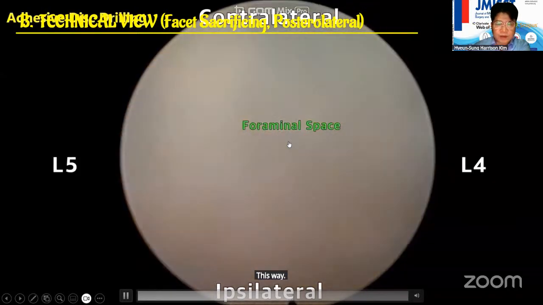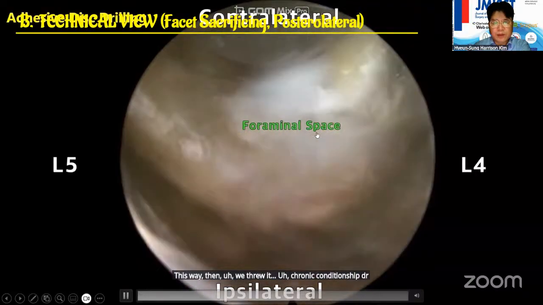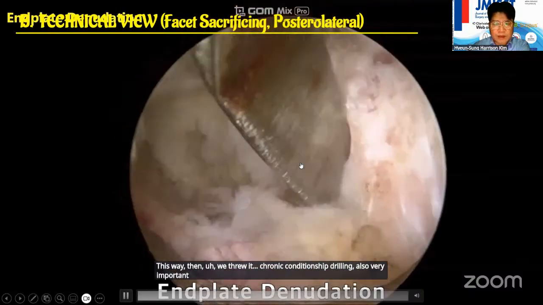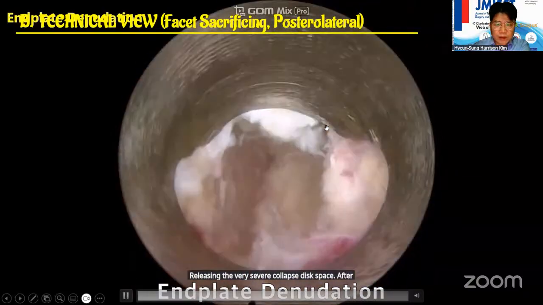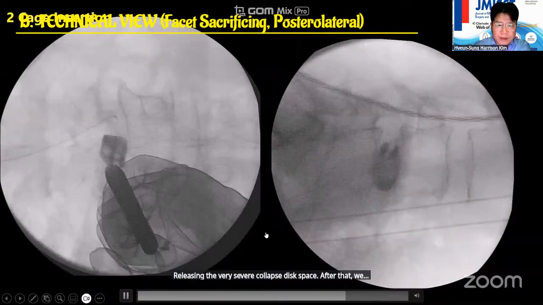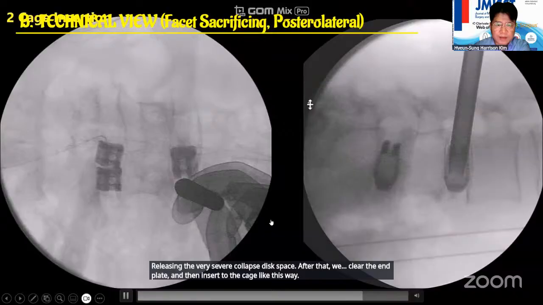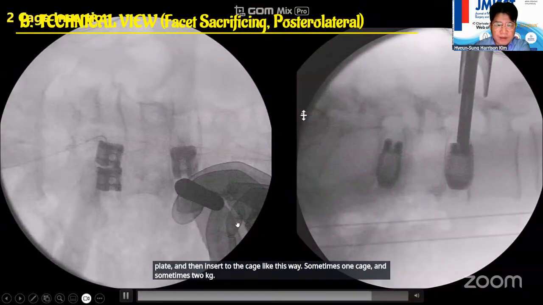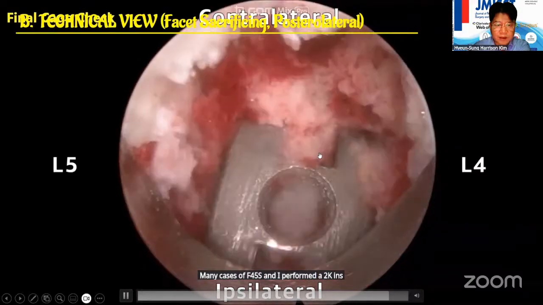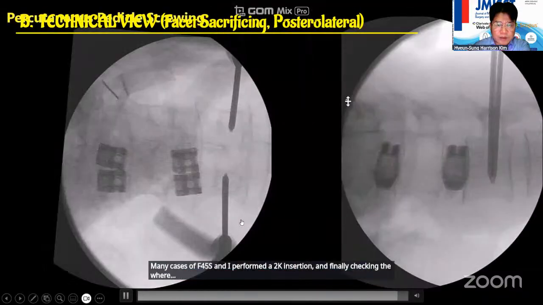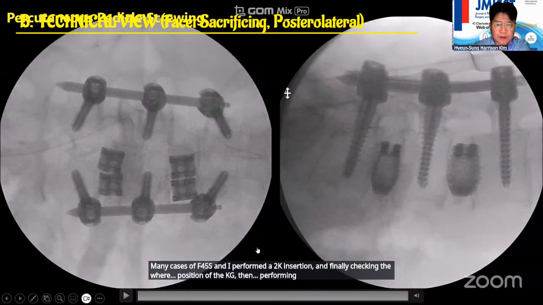Then we drill. Chronic adhesive drilling is also very important to release a severely collapsed disc space. After that, we clear the end plate and insert the cage. Sometimes one cage and sometimes two cages. In many cases of L4-5 and L5-S1, I perform two-cage insertion, finally check the cage position, and then perform the percutaneous screw fixation.